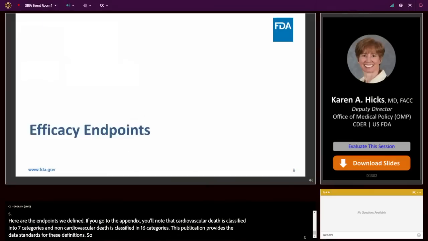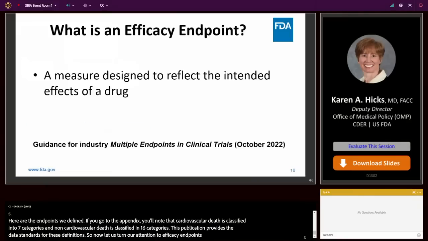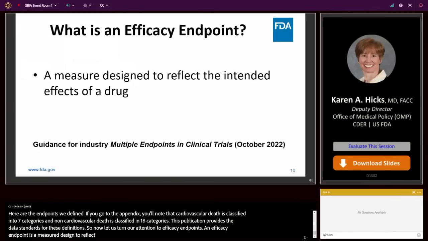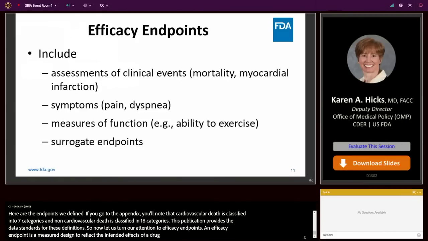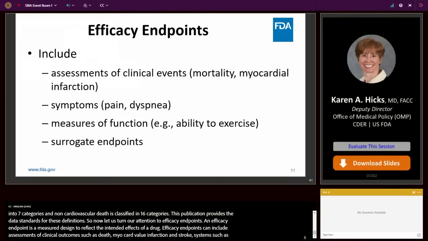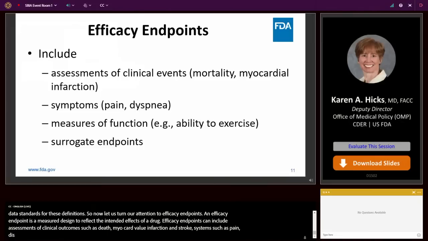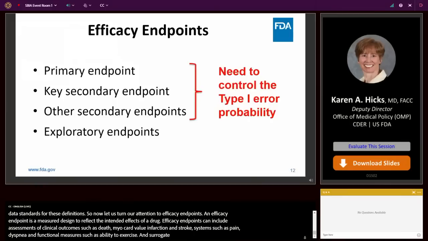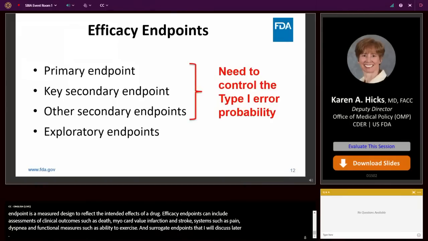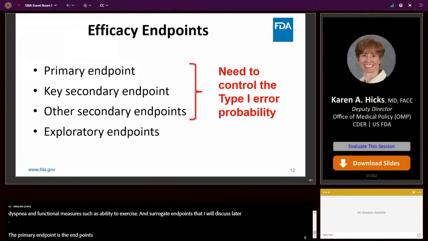So now let us turn our attention to efficacy endpoints. An efficacy endpoint is a measure designed to reflect the intended effects of a drug. Efficacy endpoints can include assessments of clinical outcomes such as death, myocardial infarction, and stroke, symptoms such as pain, dyspnea, and symptoms of depression, functional measures such as the ability to walk or exercise, and surrogate endpoints, which I will discuss more later. The primary endpoint is the endpoint or endpoints that establish the effect of the drug and will be the basis for concluding that the study meets its objective.